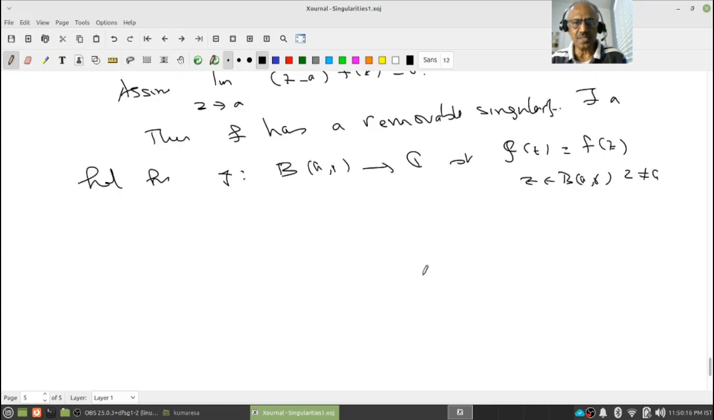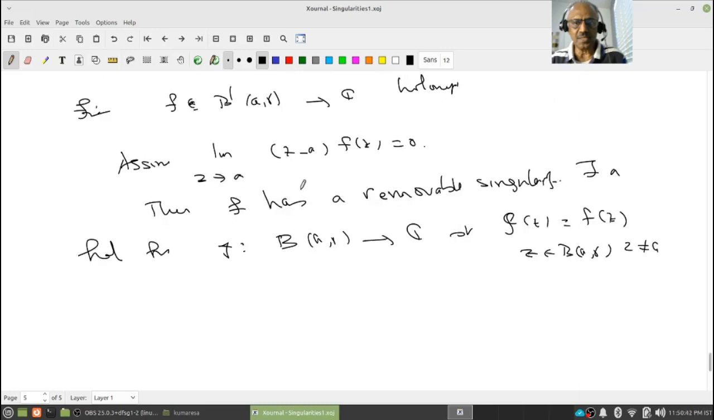Okay. So this is what I said. Why is it a removable singularity? When I defined removable singularity, I already said that. Why is it called removable? I can define f of a suitably so that f actually becomes holomorphic on the entire disk, not necessarily only on the punctured disk. So this just gives a condition to recognize such a removable singularity.